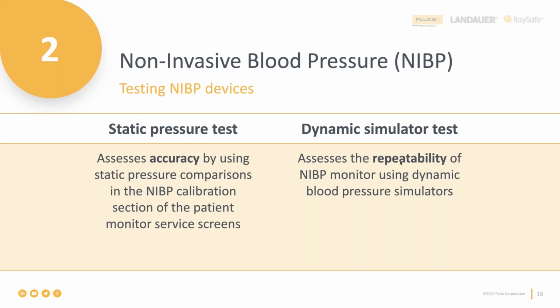Just to reiterate, the static pressure test is the only way to test accuracy. Just applying a single pressure against the NIBP, the patient monitor, and assessing how accurate it is at displaying that pressure. That's the only way to do accuracy, at different levels of pressure. And then repeatability is doing a series of those pulses.